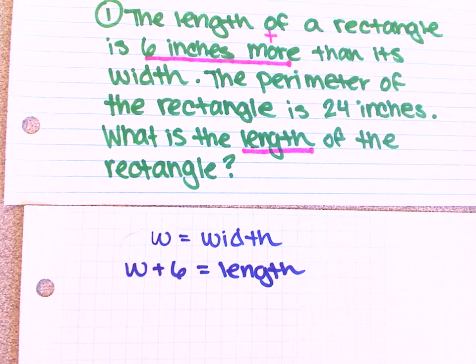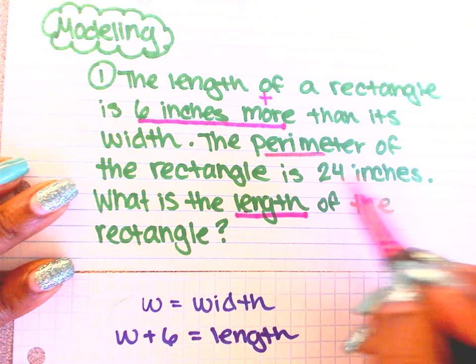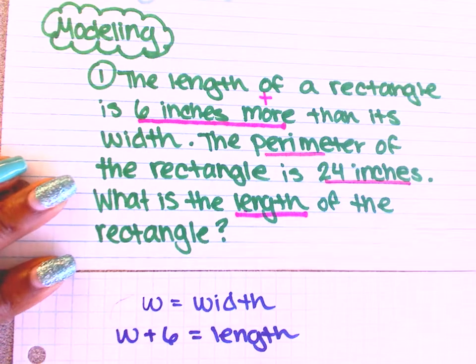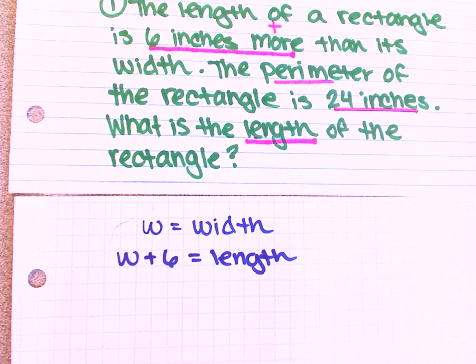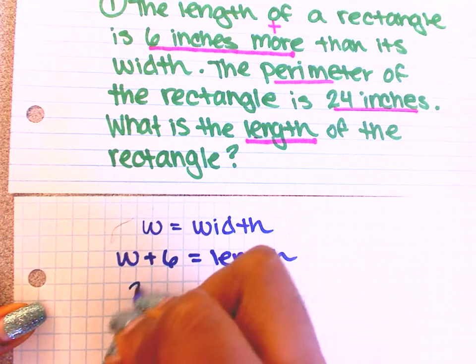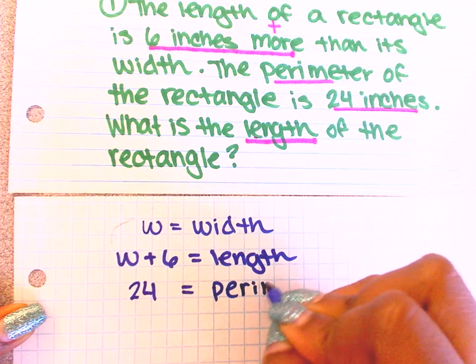Now, the last thing that the problem tells me is the perimeter. The perimeter is 24 inches. So see, word problems aren't scary. You just got to go and dig for the numbers. Okay? So my perimeter is 24 inches. I made myself a little key so I don't forget.